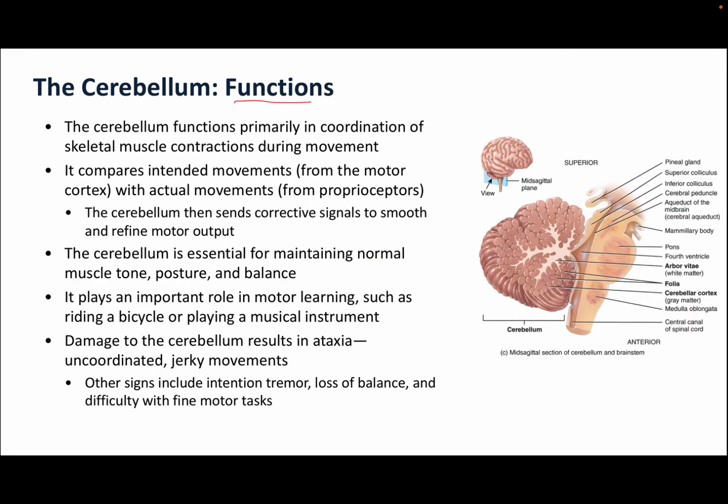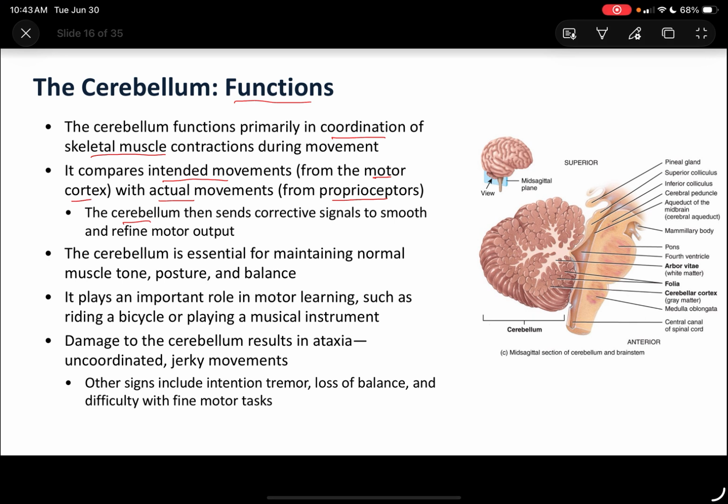So looking at the function then, because this is a really critical portion of the brain, its primary function is going to be playing a role in coordination of skeletal muscle contractions during movement. And the way that this is going to work is it is going to compare the intended movement, right, the information that is coming as output from our motor cortex, to what's actually happening, to the actual movements that our body is achieving. And information is going to be coming from the proprioceptors. Now, the cerebellum is able to compare these two things, right, and then send any kind of corrective signals to help smooth out or refine any sort of motor output that we have.